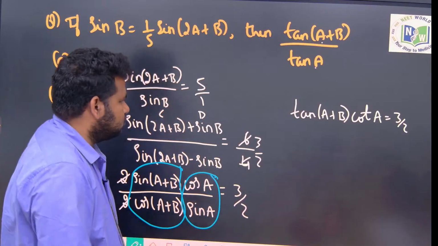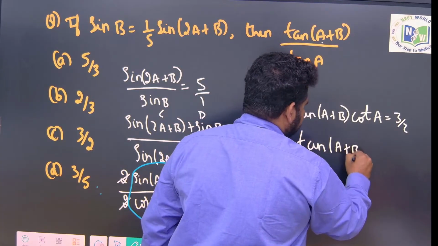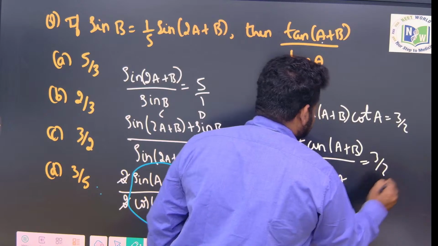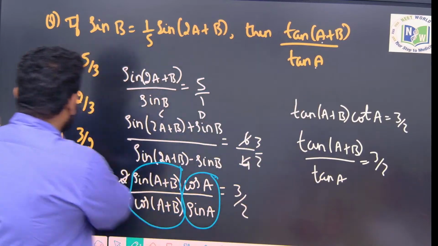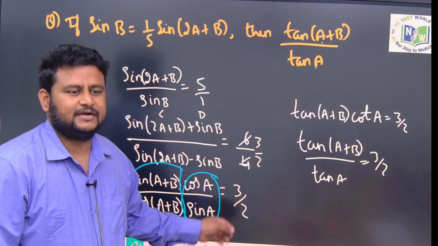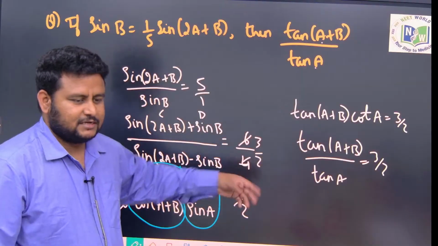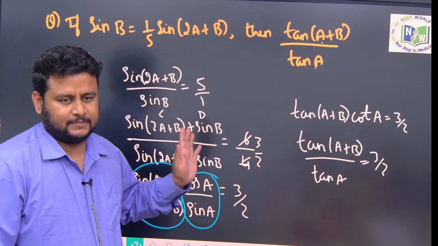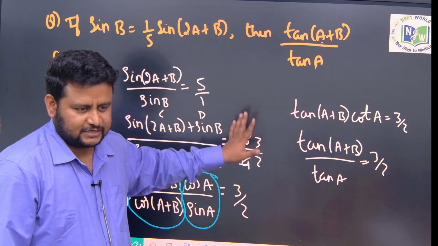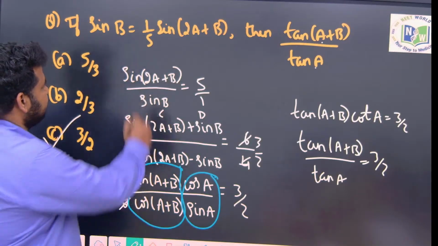Okay, fine. So this will become, friends, tan(a+b) by tan a is equal to 3 by 2. So 3 by 2, that is option C. Understood? So in the previous method, applying componendo and dividendo, we get it in fewer steps. It will hardly take 1 minute to solve the question. Since I am explaining, it is taking more time. But if you solve by yourself without explaining anything, you will get it within 1 minute. So please remember applying componendo and dividendo.